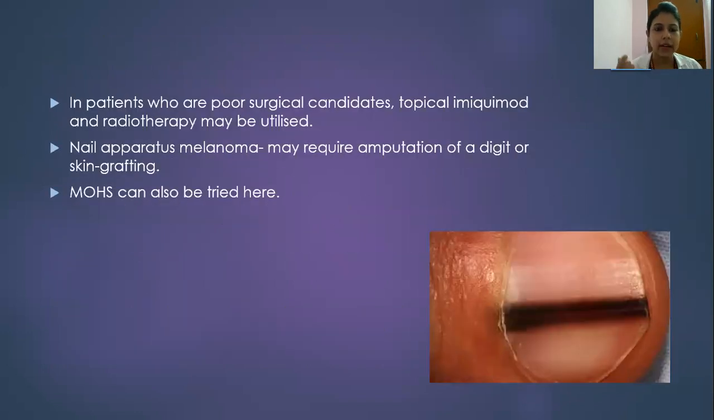Patients who have nail apparatus involvement, it is better to do nail amputation or digit amputation and then skin grafting because it may spread. Mohs micrographic surgery we can try in these conditions also. But if the patients are poor candidates for surgery, like very old people or those with uncontrolled diabetes, any such kind of candidates, you can also try radiotherapy and topical imiquimod.